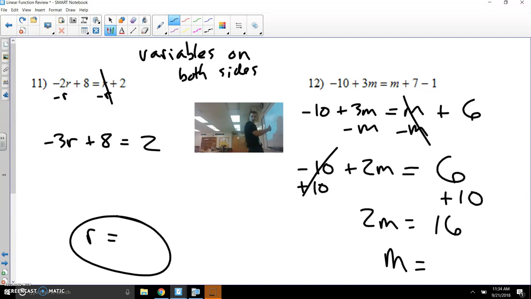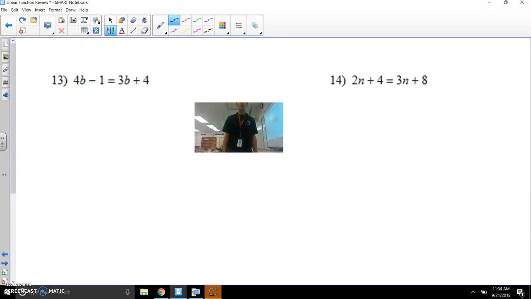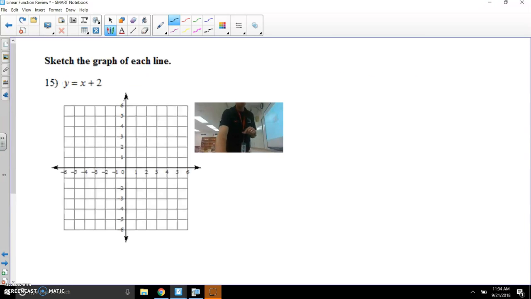And then go ahead and finish that off by dividing, and I'll check your work to see if you did it correctly. Let's talk a little bit about graphing. I want you to try 13 and 14 on your own, and I'll check to see how well you understand what I'm talking about when it comes to solving equations with variables on both sides.